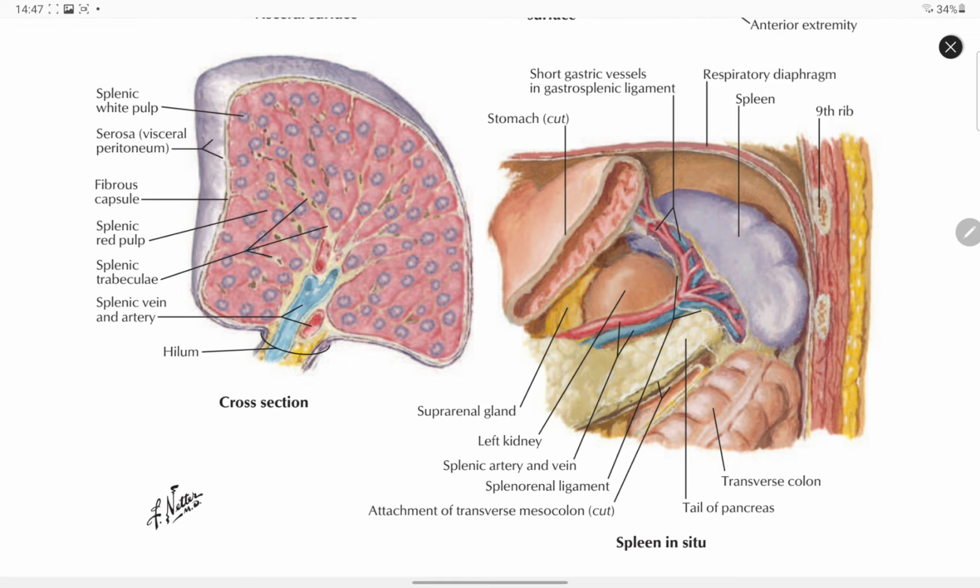Next is the phrenicocolic ligament, that is from the diaphragm. This is the diaphragm and this is the colon. Actually it is not attached to the spleen but it supports its anterior end. It is a horizontal fold of peritoneum extending from the splenic flexure of the colon to the diaphragm, opposite the 11th rib in the midaxillary line.